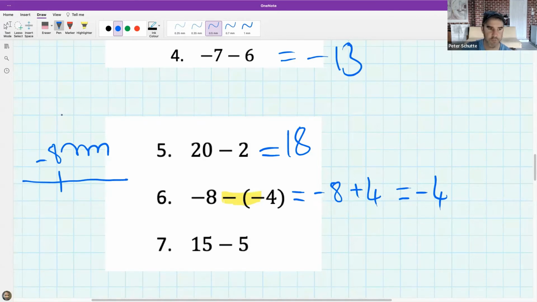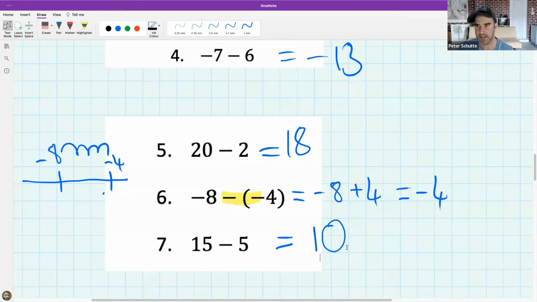Okay, so think about it. If you're going 4 units, you're going to get to minus 4 on your number line. And then what's number 7? I think I see it in the chat. I see it from Hono. It's going to be 10.